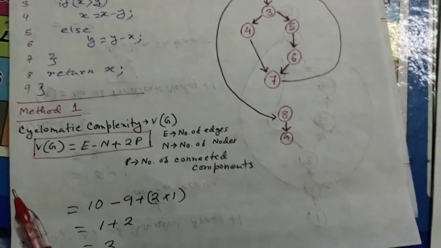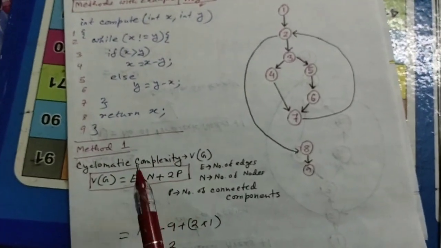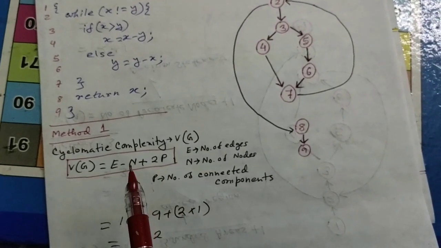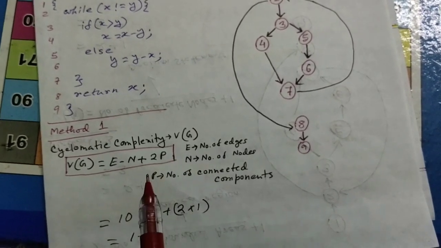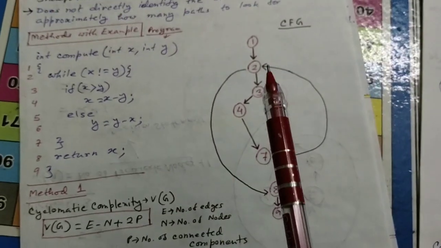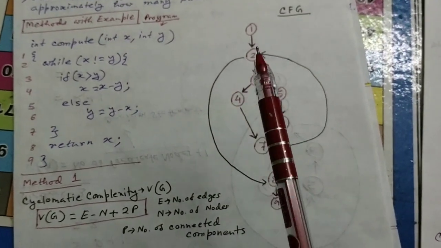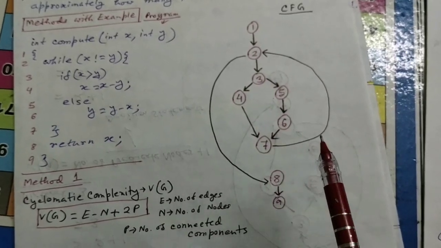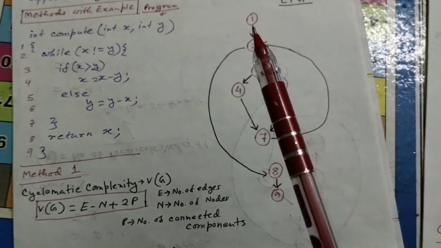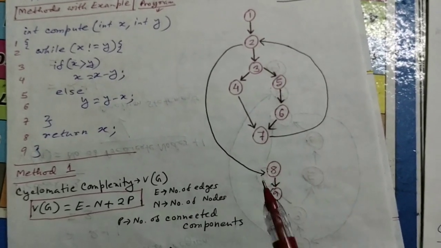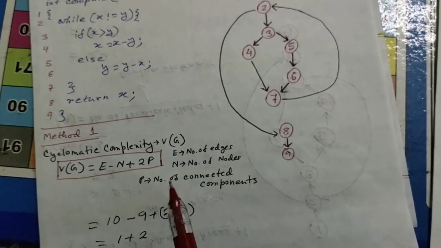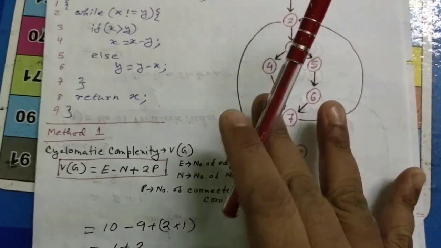Right now, for method 1, what is method 1? Cyclomatic complexity V(G) equals E minus N plus 2P, where E is the number of edges, N is the number of nodes, P is the number of connected components. The number of edges in this graph we can easily calculate: 1, 2, 3, 4, 5, 6, 7, 8, 9, 10. The number of nodes: 1, 2, 3, 4, 5, 6, 7, 8, 9. So E equals 10 and N equals 9. Now what is this P? P is the number of connected components.